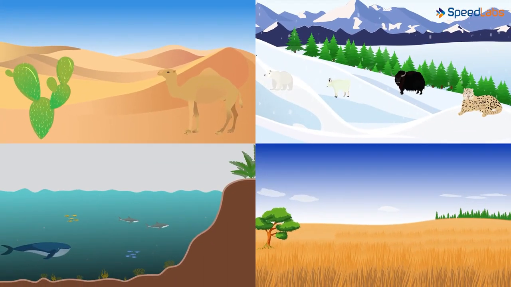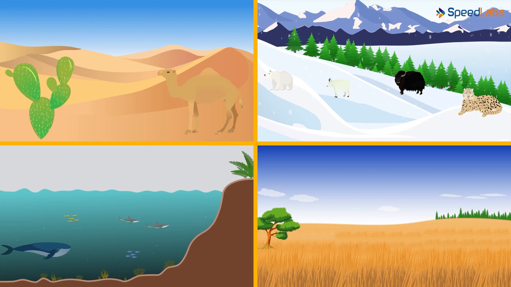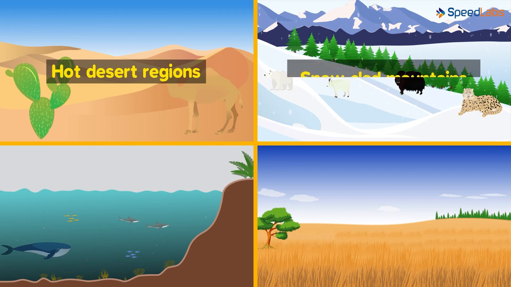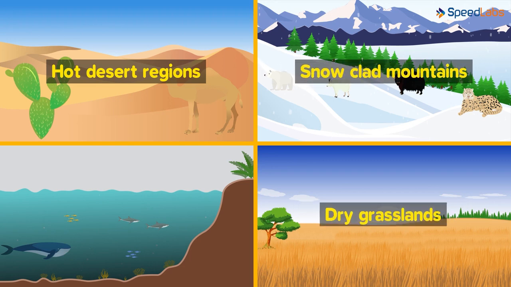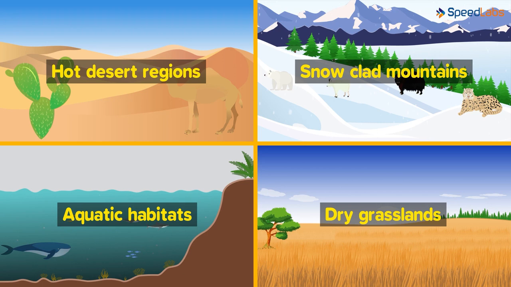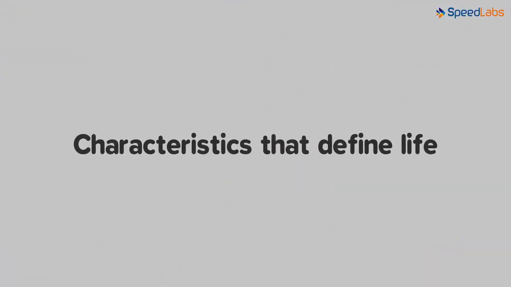Until now, we have taken a look at the various adaptations seen in organisms living in different habitats. Right from the hot desert regions to the snow-clad mountains, from the dry grasslands to the aquatic habitats. We have seen how a variety of creatures living in these surroundings modify themselves for better survival. Next, let's have a look at an interesting concept of characteristics that define life.